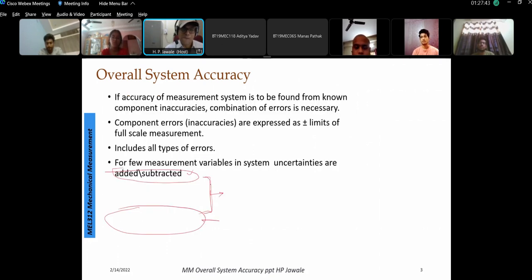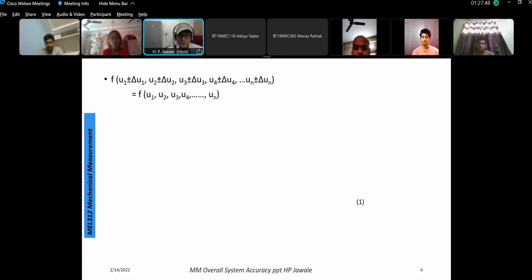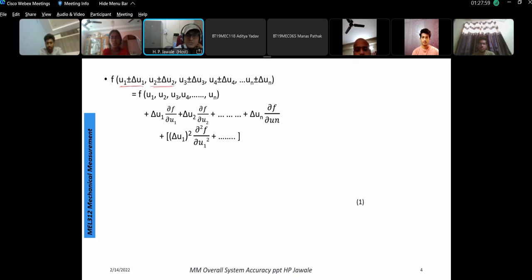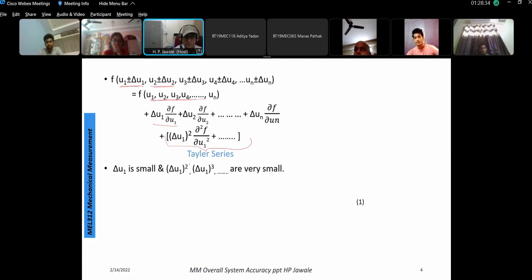So this can be done by having, say for example, f as a function of the ideal values u1 plus minus del u1, u2 plus minus del u2. Then we can use the Taylor series expansion: the ideal components plus the uncertainties and their higher derivatives. As we go on raising the power, you will find that this entity becomes smaller and smaller. So this is what is called the Taylor series expansion for error propagation. We are using this here for the uncertainty estimation. Now we consider that the square, cube and higher terms become smaller and smaller, and thus we neglect them.